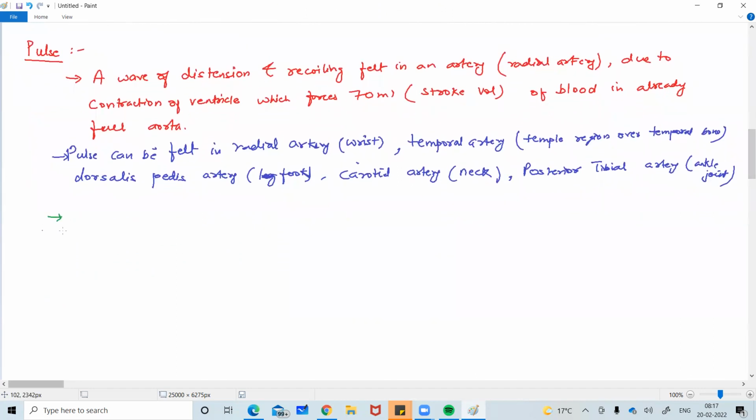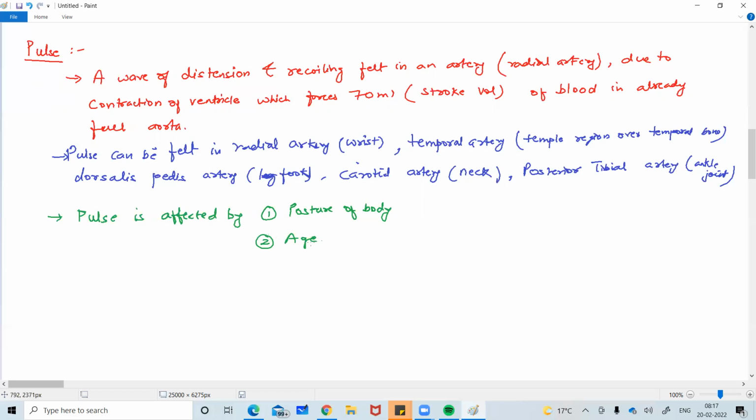You can say pulse is affected by number one, posture, posture of body. Second, age.